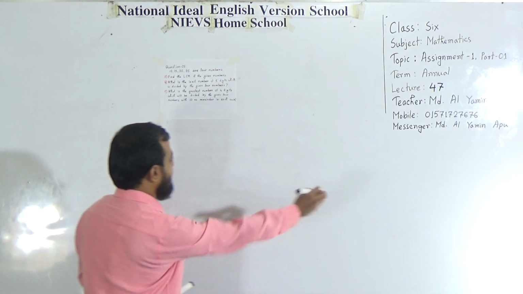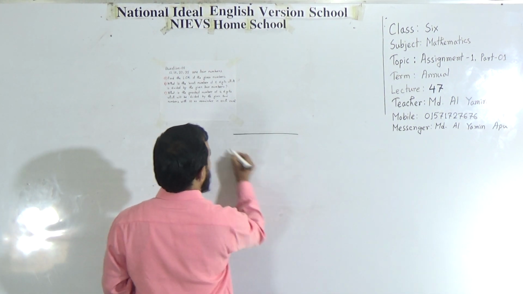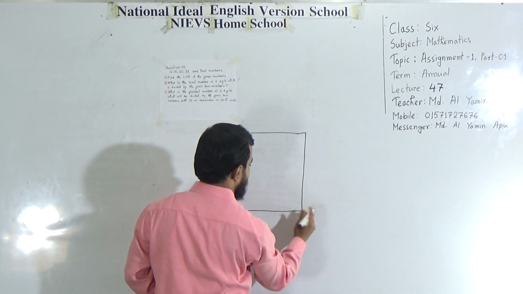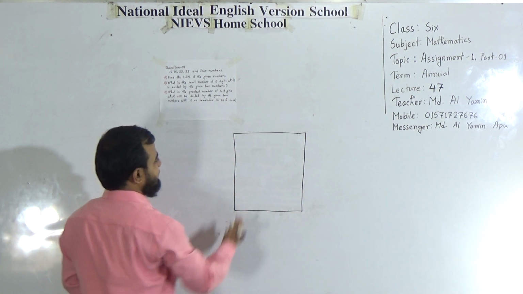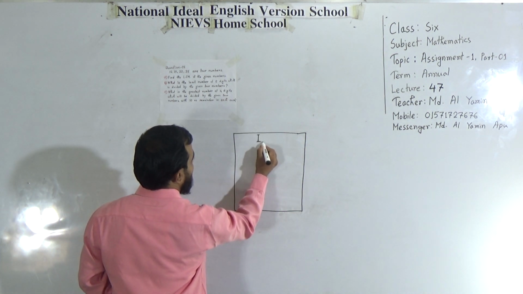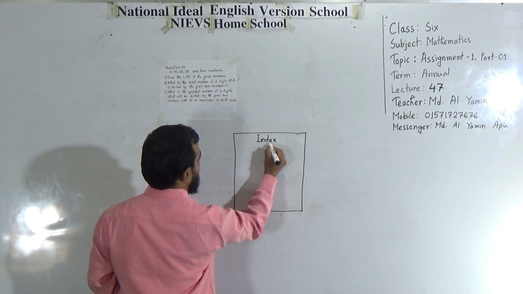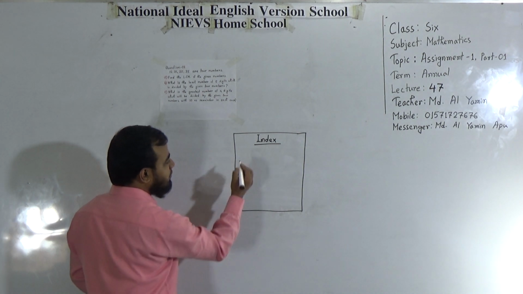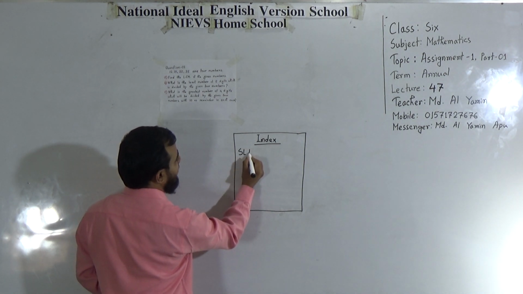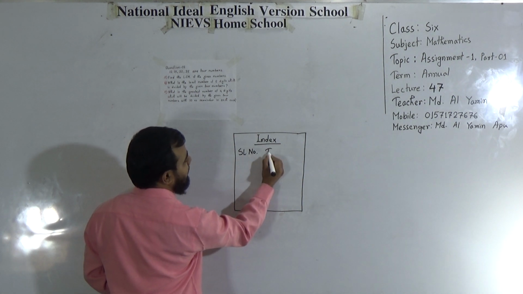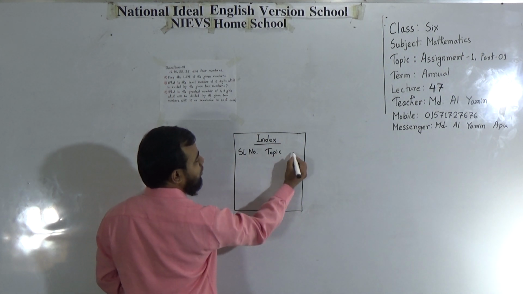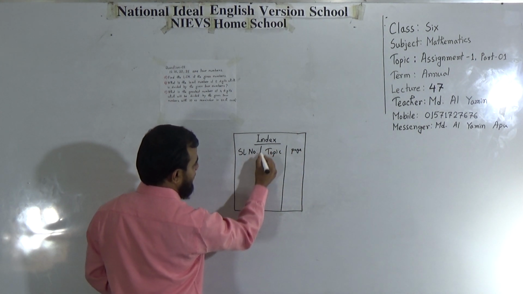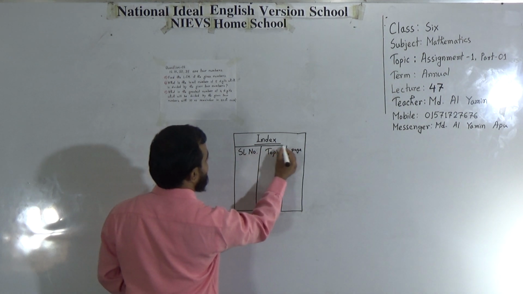In the next page, you can write down the index. How can you write down the index? Look, suppose this is the page after the top page. You should write down index at the top. Then there will be 3 columns. The first column will be serial number. The second column will be topic. And the third column will be page number. Like this, you have to arrange it.